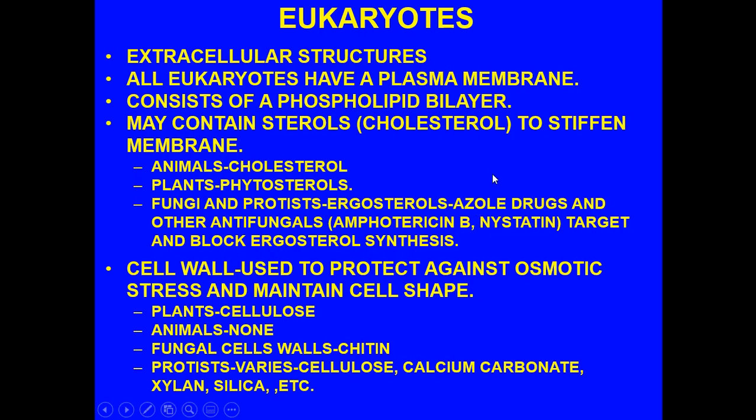Now, we're going to move into general characteristics that you see in many different eukaryotes, and we'll start with the extracellular structures. All eukaryotes have a plasma membrane. Yes, it consists of a phospholipid bilayer. They may contain sterols, such as cholesterol, to stiffen the membrane. Now, for animals, that sterol is going to be cholesterol. For plants, that's phytosterols. For fungi and protists, that's going to be ergosterols.